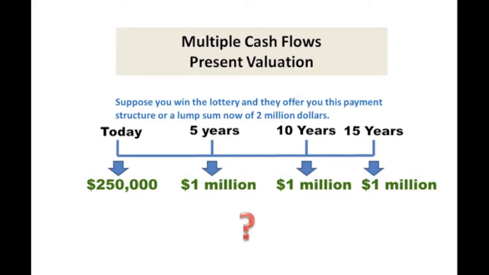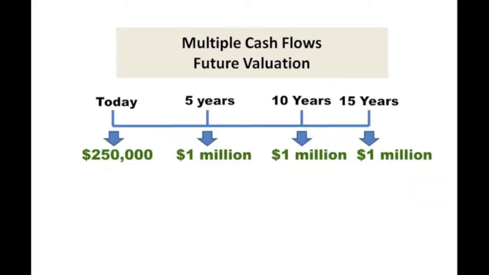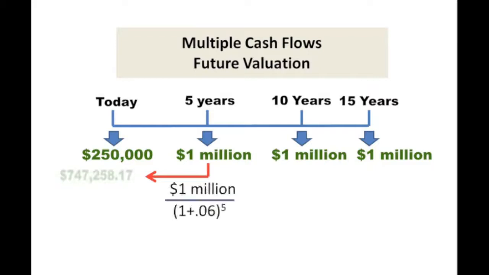Before today, many of you would think to add up the total payments and find that $3.25 million is an entire $1.25 million more than $2 million. But now we know better. This is probably not the best way to do it. We do not need to discount the initial $250,000 because it is already in the current time period.